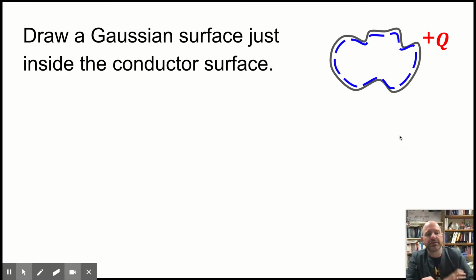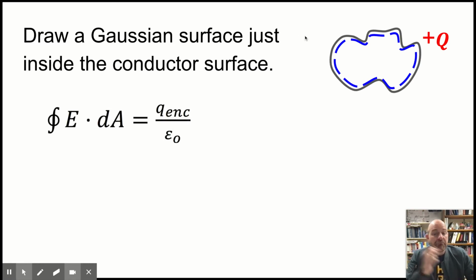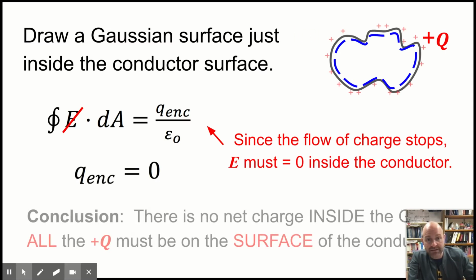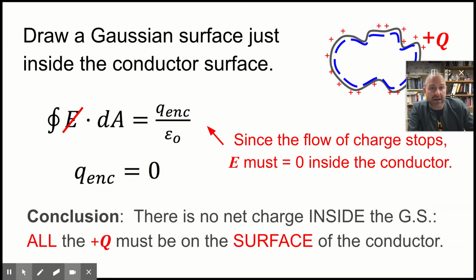So if we draw a Gaussian surface right inside, if there is 0 electric field inside, what does that tell us about the distribution of charge? Well, the electric field dot dA, the flux, must be 0 if there's 0 charge enclosed. And if we know there's no electric field, then the only other variable there is that the charge enclosed must be 0. So that means the only place for the charge to be is on the outside of the conductor. It has to be on the surface.